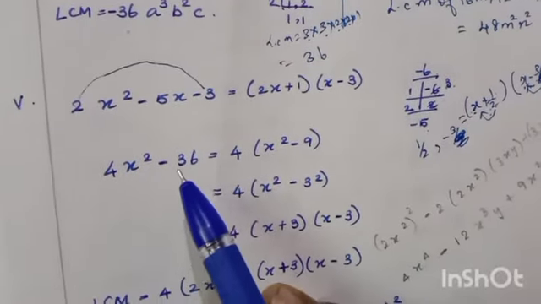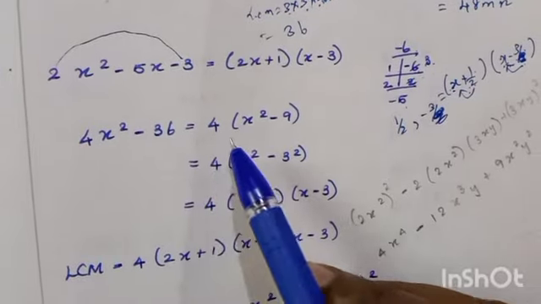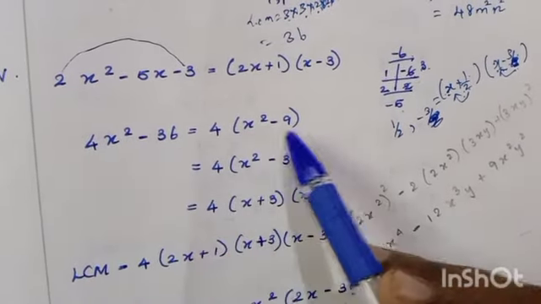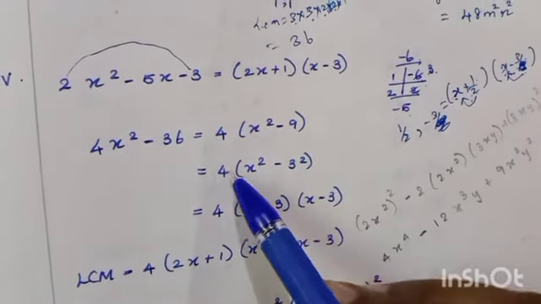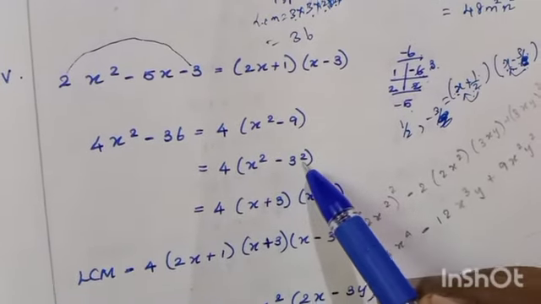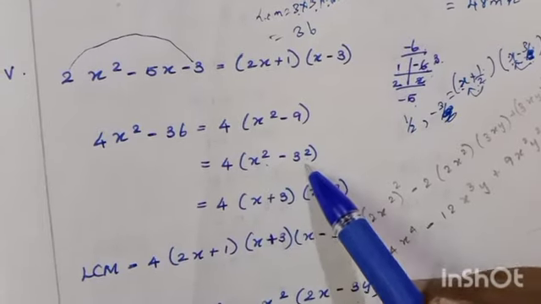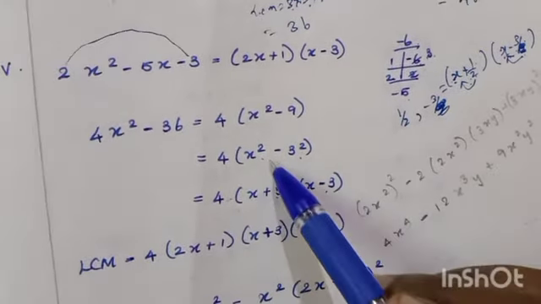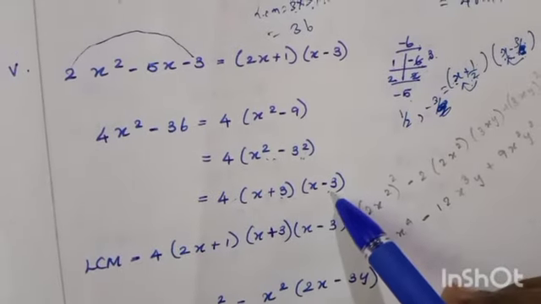The second expression is 4x square minus 36. Here 4 is common, you have to take it outside. So that is x square minus 9. This 9 is written as 3 square, so it is in the form a square minus b square. So 4 into x plus 3 into x minus 3. It is a, it is b: a plus b into a minus b.